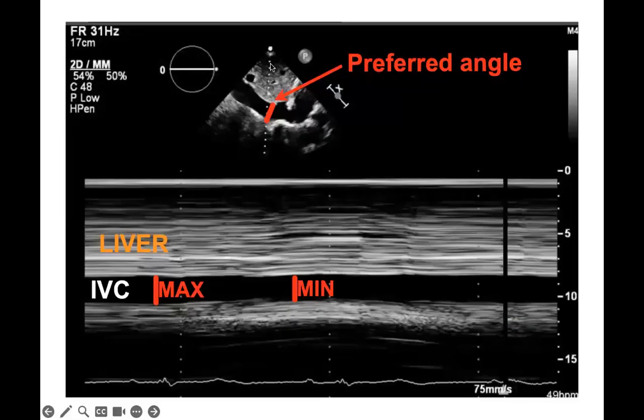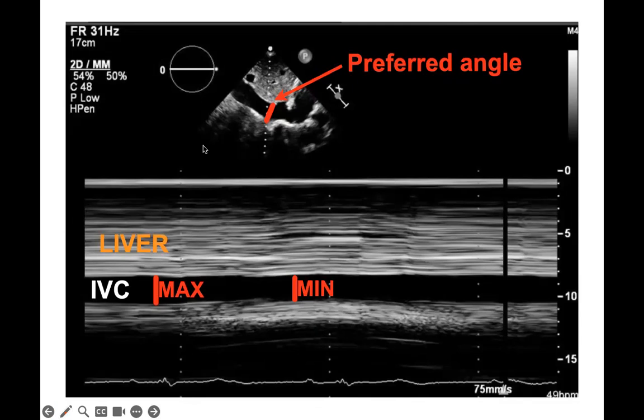If you're doing M mode, which when we talk about IVC distensibility and collapsibility, we might want a minimum and a maximum diameter, and M mode or motion mode is the easiest to do that. So let's review again what M mode is. It's motion mode. So this is motion over time. So motion here on our y-axis, time is on the x-axis.